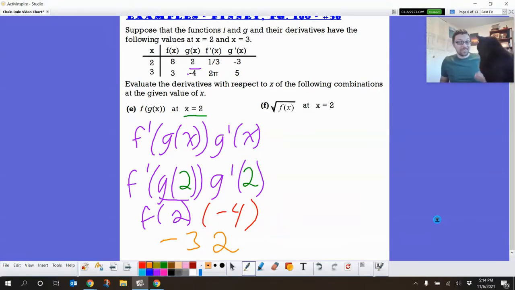In the next one, we've got a square root sitting on top of that f of x. So it might help to kind of rewrite it a little bit.